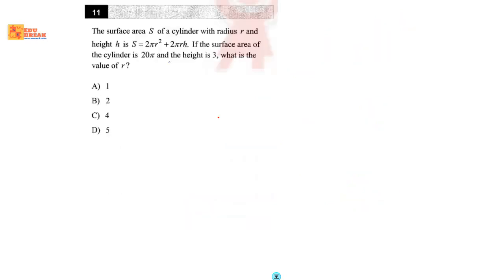Question 11. The surface area of a cylinder with radius r and height h is given by S equals, yes, we have a rule, 2 pi r squared plus 2 pi rh. Okay, if the surface area of the cylinder is 20 pi and the height is 3, what is the value of r?